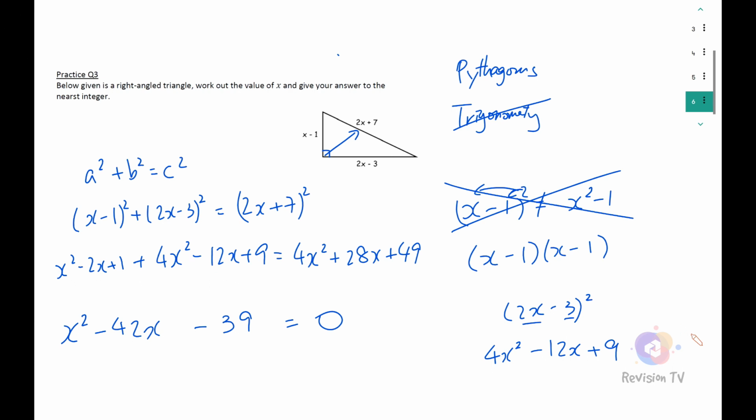Now this cannot be done by factorizing, so you should use a calculator with the quadratic formula. You should also know to use the quadratic formula because the question tells you to give your answer to the nearest integer, which means chances are the number is not going to be an integer in the first place, and factorizing won't give you any number apart from integers. So put it in the calculator and you should get x equals 4.3 or negative 0.9. Now, x is a length, so length cannot be negative, so we cross it out. So x equals 4.3.